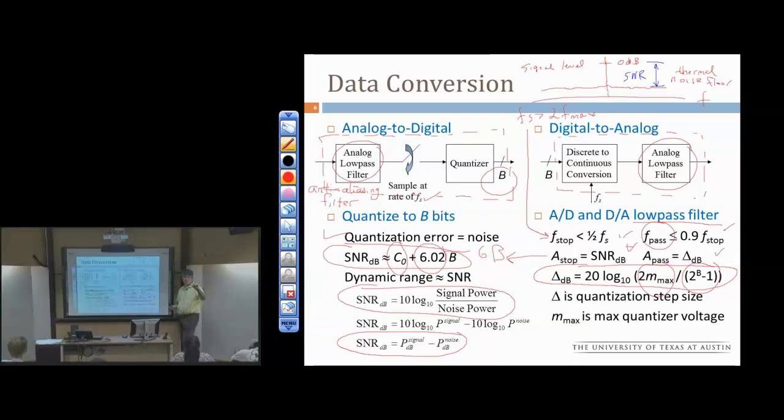Or if there's no ripple, it limits the deviation over the passband. So if it were Butterworth, then it wouldn't ripple. It would just be monotonic. But it's the deviation over the passband.